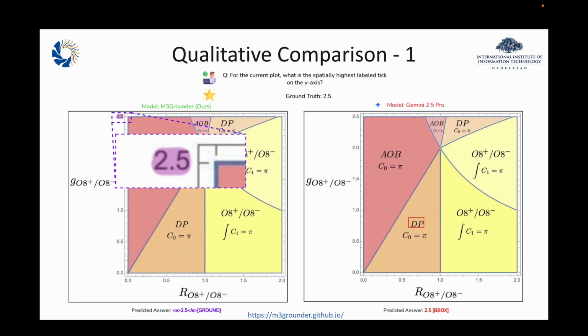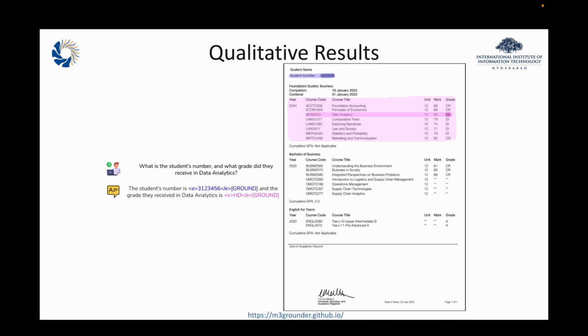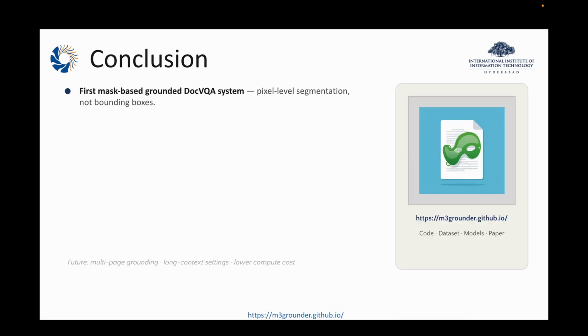So in terms of qualitative comparisons, the left model is M3Grounder, the right model is Gemini 2.5 Pro. Here to this question, the answer is given by both models, but as you can see, M3Grounder's mask prediction for grounding is a lot better compared to Gemini 2.5 Pro. Similarly, this is another example. Both models produce the right answer, but M3Grounder's performance on grounding is a lot better. This is another qualitative result to show that the model can generate the outputs at 3 different granularities.